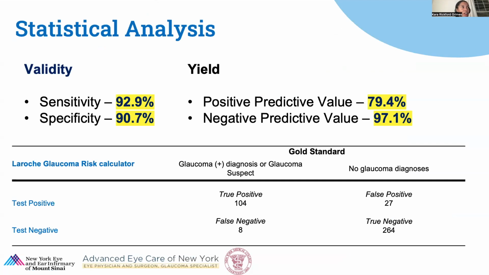As you can see here, the sensitivity was 92.9% and the specificity was 90.7%. This also gave us a positive predictive value of 79.4% and a negative predictive value of 97.1%. The predictive values help determine the diagnostic value of this test.